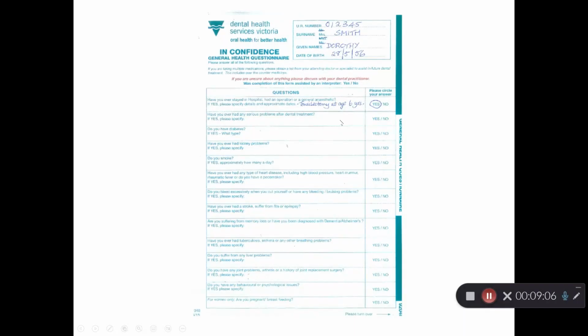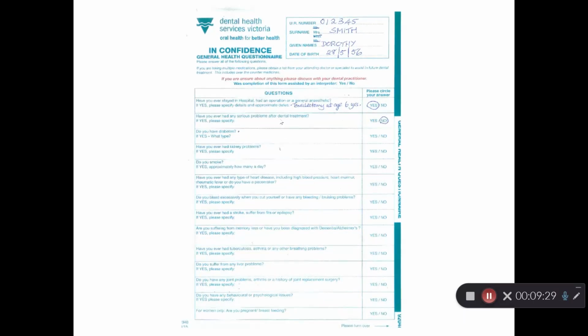So we go on to the next question. Have you ever had any serious problems after dental treatment? So the operative word here is serious. Okay, so we're talking about something fairly significant. And also remember that we always follow up any yes answers to give more information about the situation. So let's find out what happened with this patient with that question. And they said no, they've never had any serious problems after dental treatment. So we don't have to write any details because there aren't any.